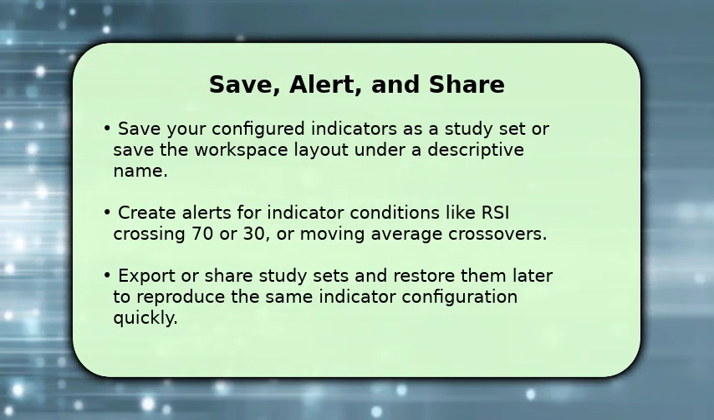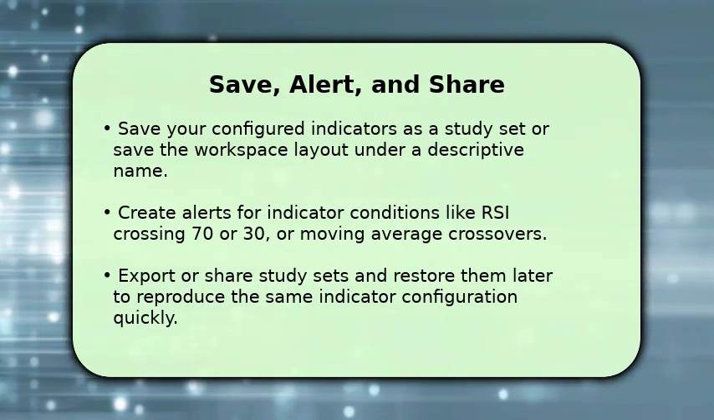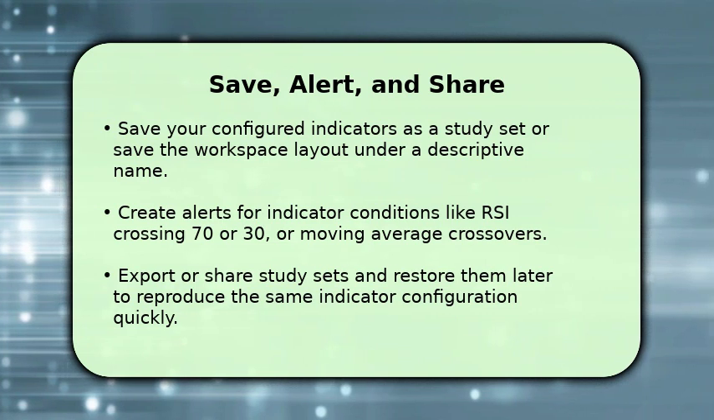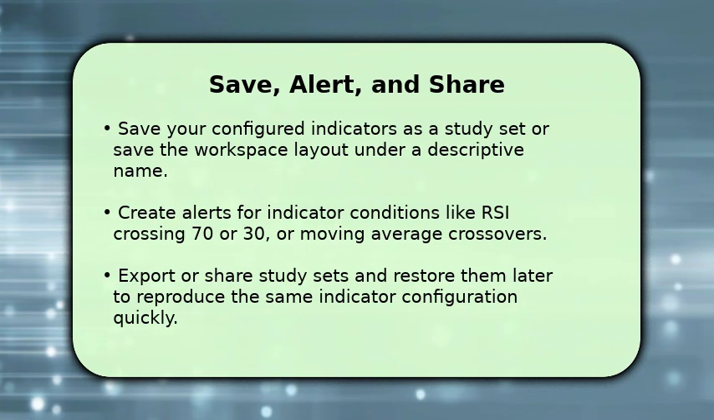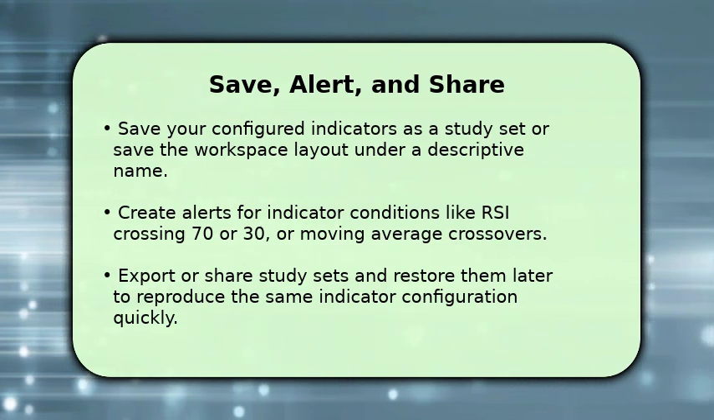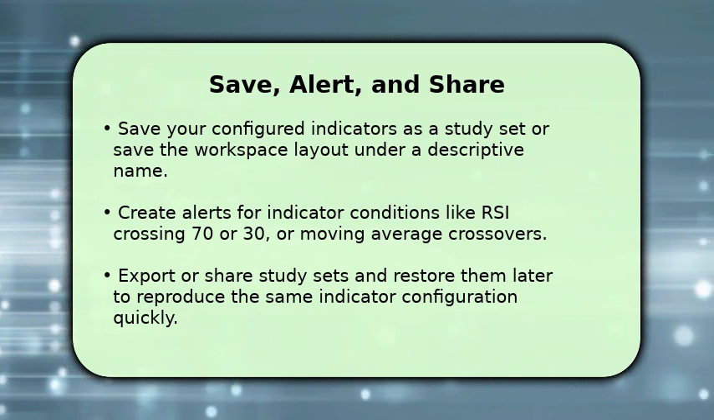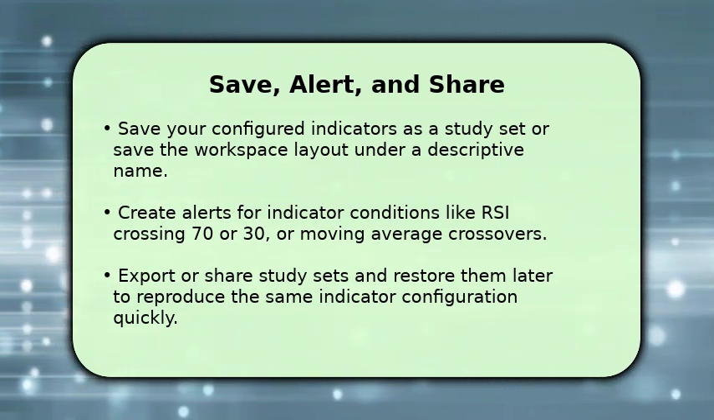To automate monitoring, right-click the chart or open the Alerts menu to create alerts for specific indicator conditions such as RSI crossing 70 or 30, or a 9 EMA crossing a 20 SMA. Then specify sound, pop-up, or email notification.